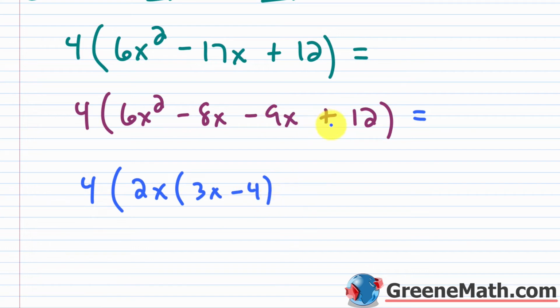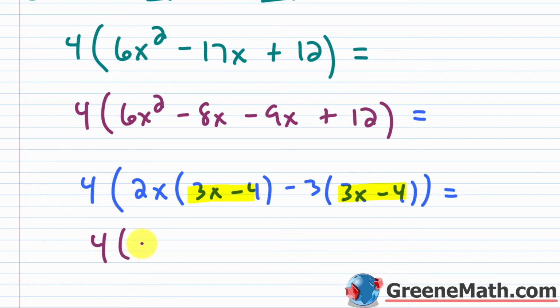From the second group, I can pull out a 3. But you have to be careful here because this guy's positive, this guy's negative. In this case, it's flipped. This is negative, this is positive. So go ahead and pull out a negative 3 to make the signs match. And this would be 3x minus 4 inside. So again, you have your common binomial factor, this 3x minus 4 right here. So let's go ahead and pull that out. We have 4 times the quantity 3x minus 4, and then times the quantity 2x minus 3. So again, 4 times the quantity 3x minus 4, times the quantity 2x minus 3.